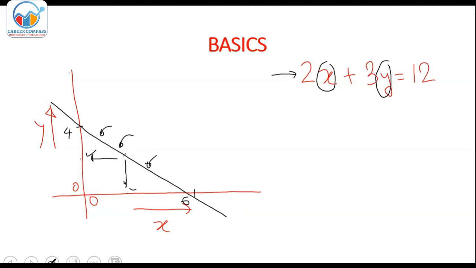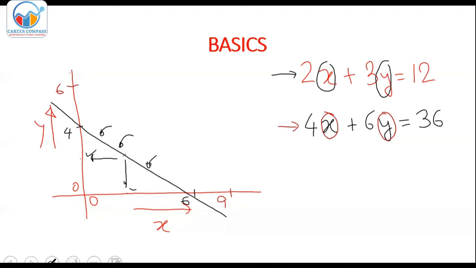So let me introduce another equation and see if we can solve with the help of two equations. Let's say I take another equation, 4x plus 6y is equal to 36. Let us see what we interpret from this equation. If I put x equal to 0, then the value of y will be 6. Similarly, if I put y equal to 0, then the value of x will be 9. So this will represent a straight line which passes through these 2 points.